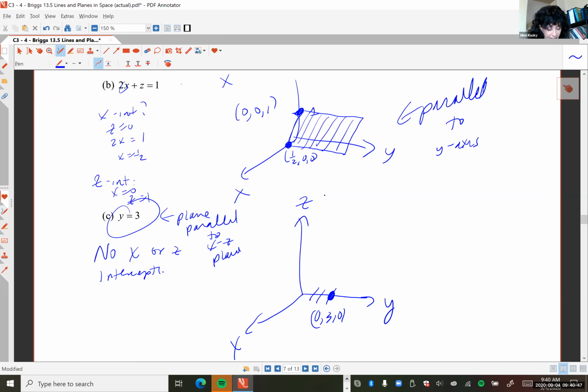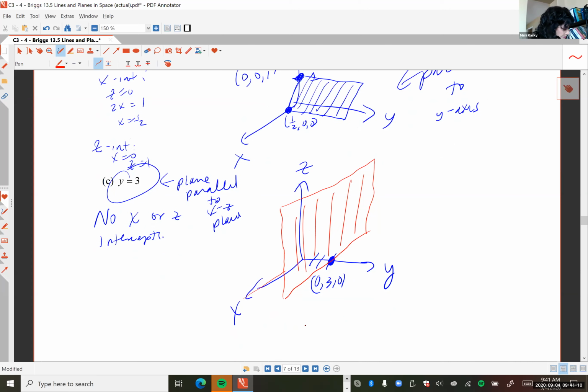Okay, fine, but is that it? Are we done drawing the plane? No way. Come on, that's just a point. That's not a plane. Don't try to joke around with me here, and I'm not going to give you credit. You got to draw an actual plane here. So I'm going to try as best I can, I'm not that good in 3D, to draw a plane that's intersecting the y-axis there at the 3, but a plane that's also parallel to this xz plane, and I'm done.